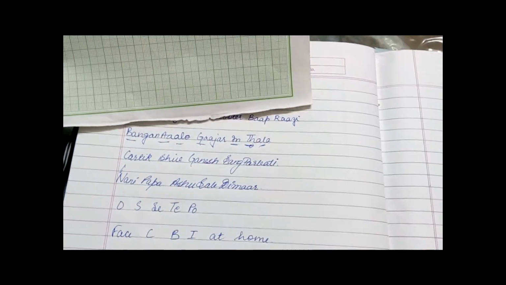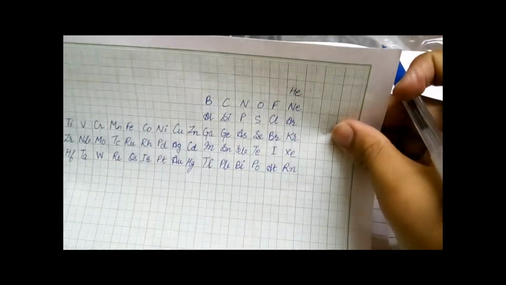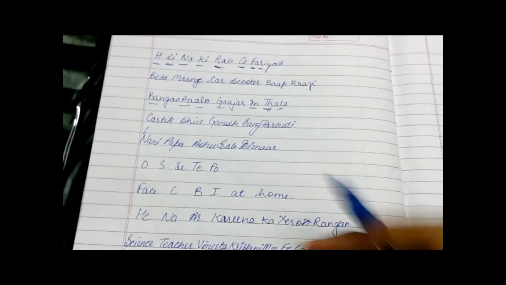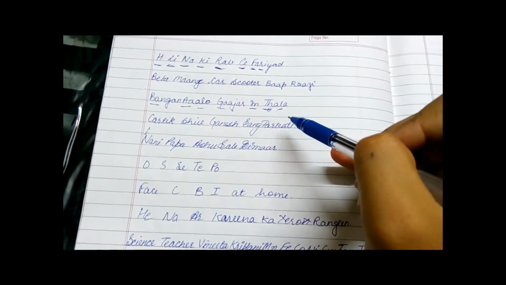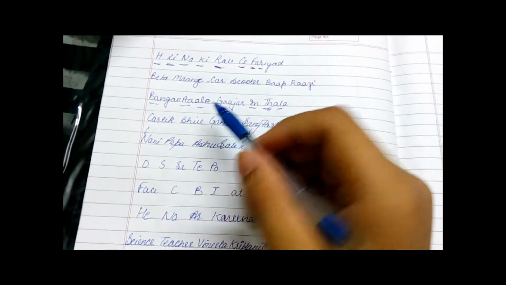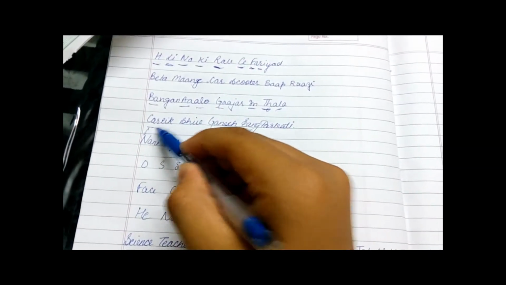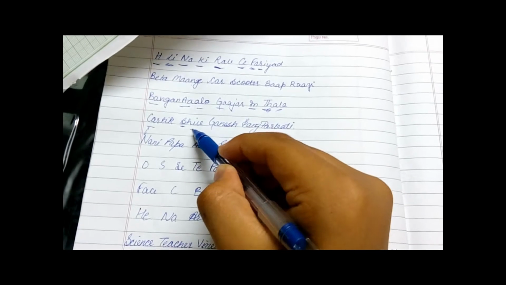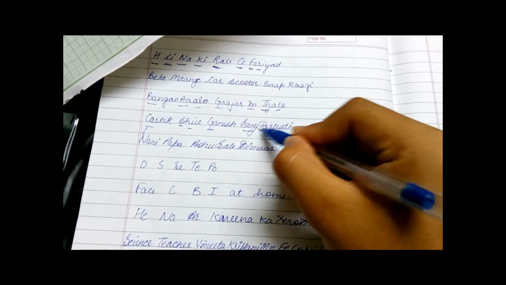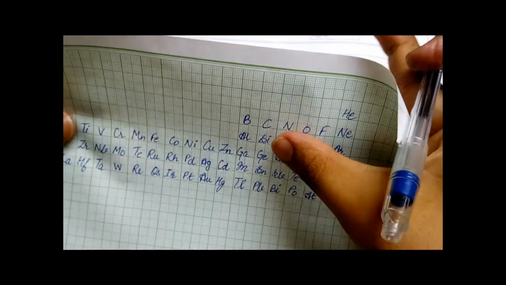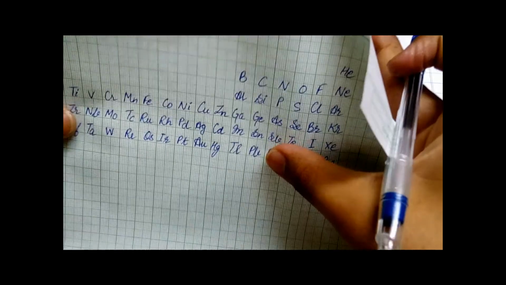Then to remember the 14th group, that is the carbon group, we have another line that is Kartik, Shiv, Ganesh, Sang, Parvati. So fold your hands in front of God to remember this carbon group. Sang, Parvati, and the elements are carbon, silicon, germanium, tin and lead.